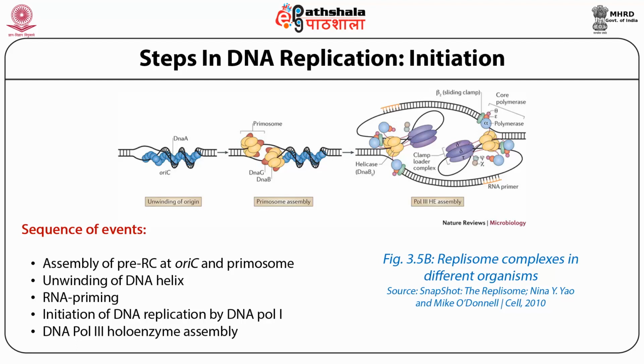Thereafter, RNA priming begins by the activity of primase, and the initiation of DNA replication is then taken up by DNA polymerase I. Finally, the DNA polymerase III holoenzyme assembles as a part of the replisome complex, which switches from primase and DNA pol I, and thereafter DNA synthesis continues seamlessly on the leading strand and in a discontinuous manner on the lagging strand in the form of Okazaki fragments.